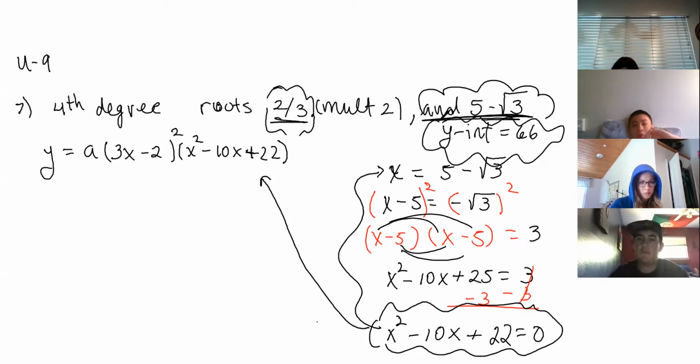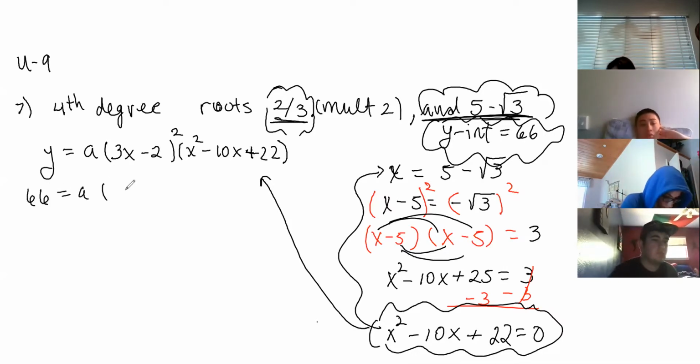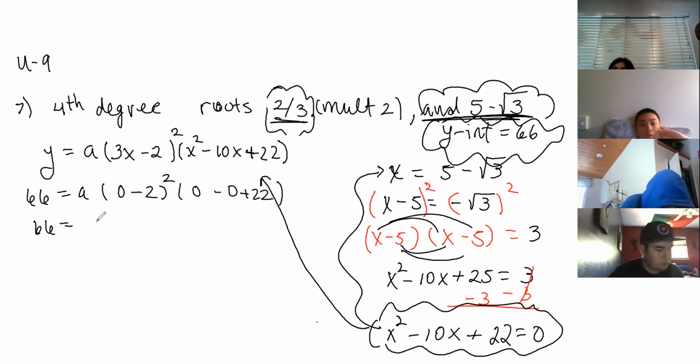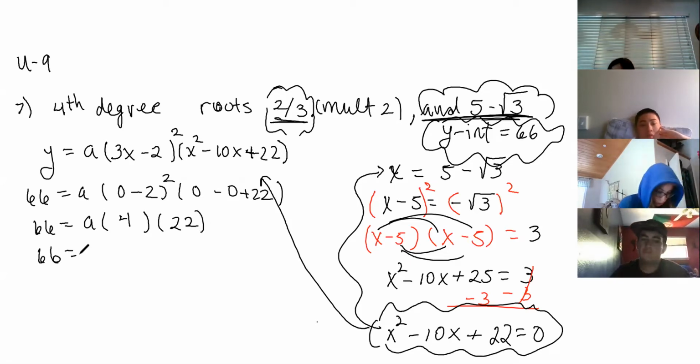Plug in 66 for y and then 0 for x. Good, because if it's a y-intercept, then x is 0. All right, so that gives me a times 0 minus 2 is negative 2 squared is what? 4. 4 times 0 minus 0 plus 22 is what? 22. 66 equals, what's 22 times 4? 88.